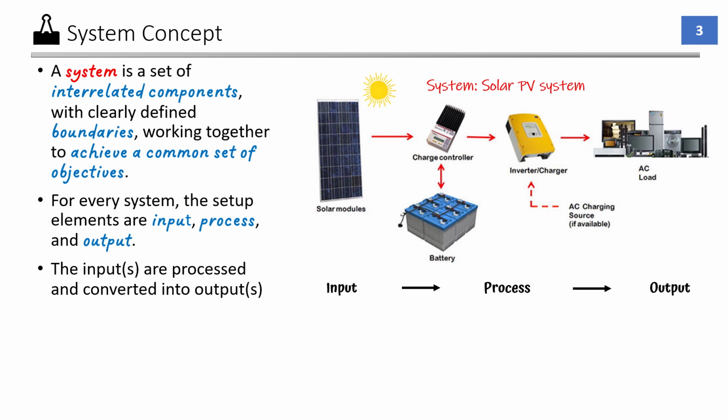A simple example shown here is a solar PV system. Sunlight is the input. The system processes this energy using solar panels, batteries, and an inverter. The output is electricity that can be used to power electrical devices. This input process output structure is a useful way to understand not only physical systems but also business and information systems.